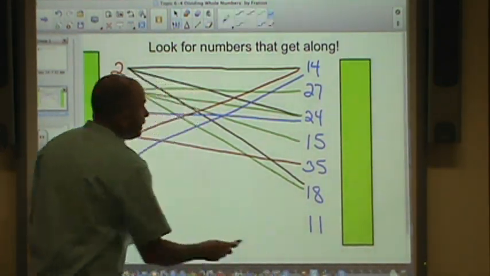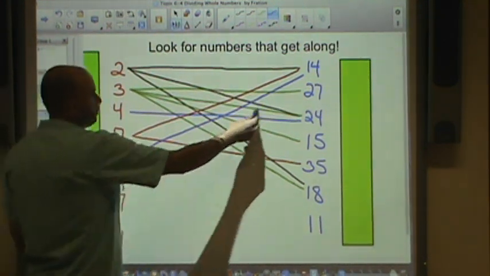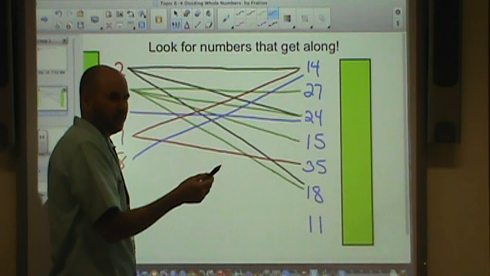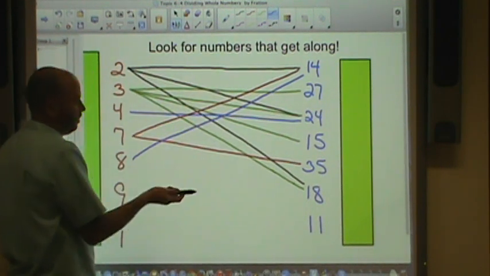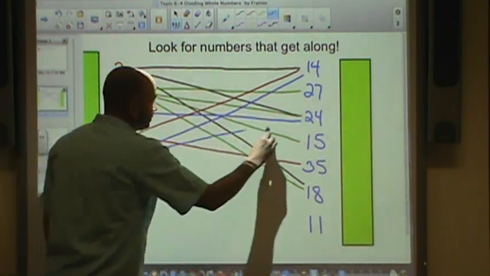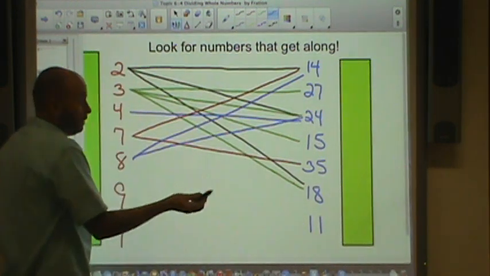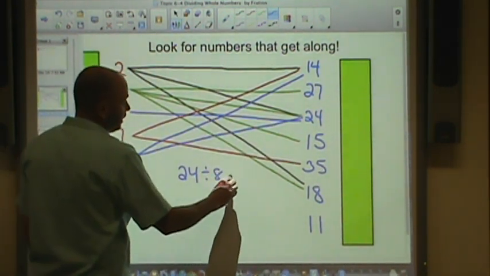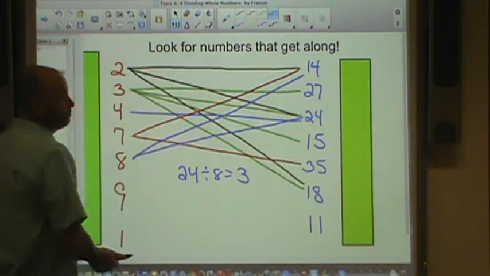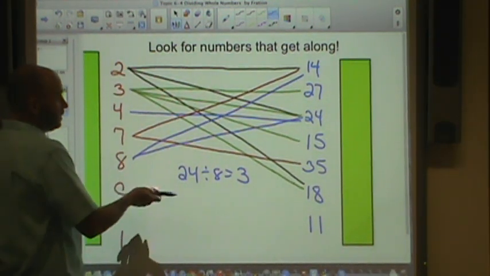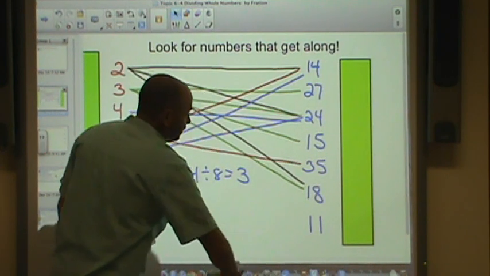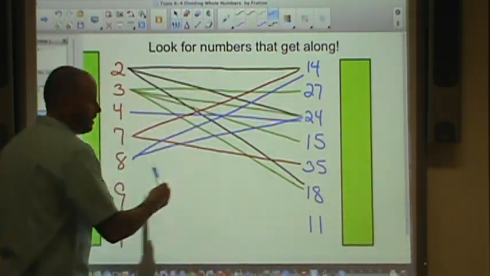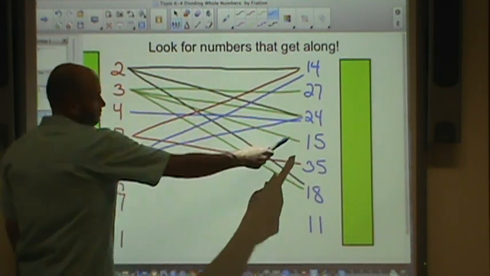If you look at 8 and you say, well, 27, no, because the factors of 27 are 1, 3, 9, and 27, so there's nothing in common there. But 8 certainly gets along with 24 because 24 can be divided evenly by 8, which gives you 3. So 24 and 8 get along. Then we look at 15. Nah, 8 and 15, there's really not anything compatible with 8 and 15.